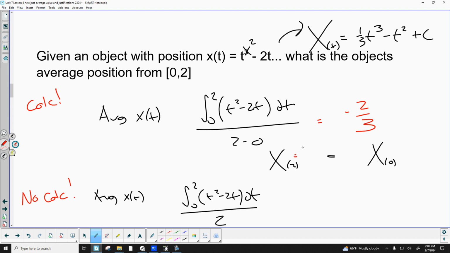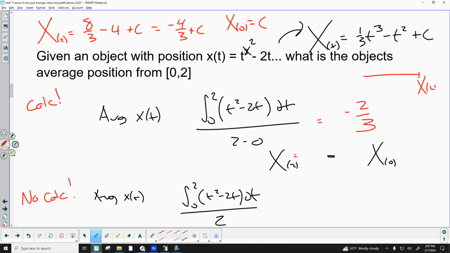Okay. I plug in 2. I get 8/3. Big X of 2 is 8/3 minus 4 plus C, but the C is going to go away. We know that. That's 8/3 minus 12/3, so that's negative 4/3 plus C. I plug in 0. Big X of 0. Oh, that's easy. That's just C. Now remember, what we do is our ending minus our starting so that I understand the change in between, whether it's a plus or a minus.